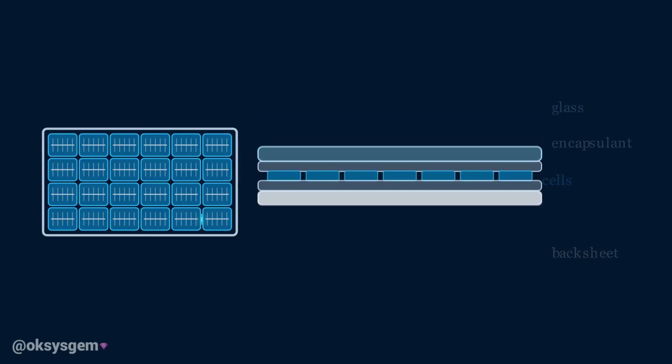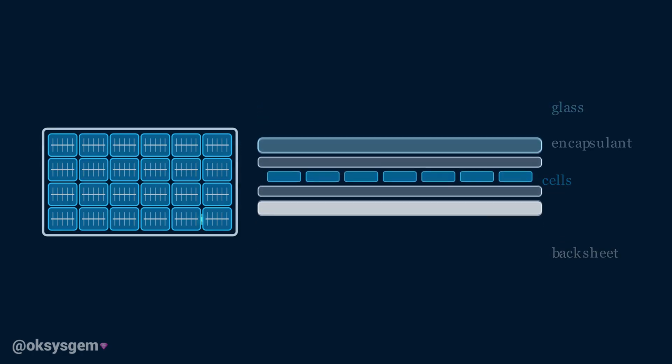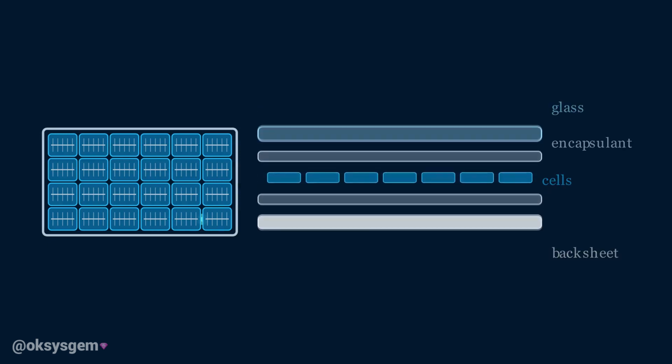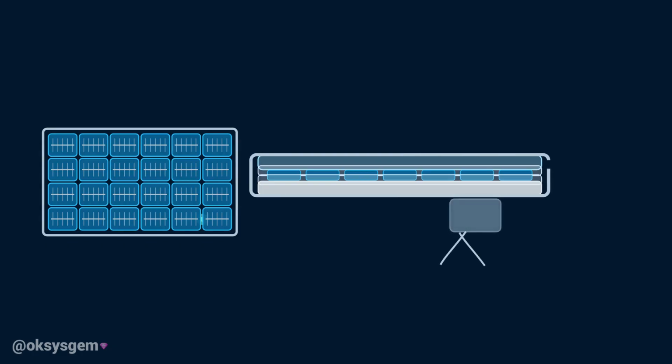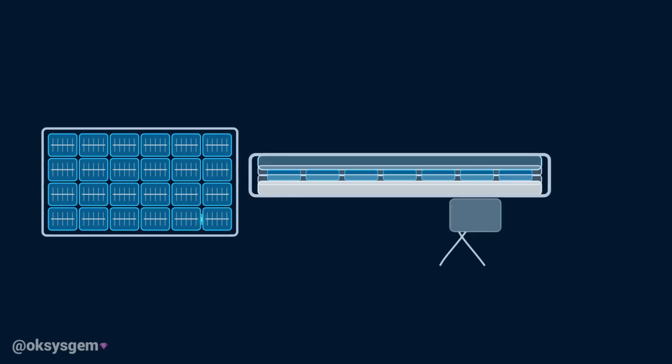A protective backsheet, or sometimes another layer of glass, covers the rear of the panel. An aluminum frame strengthens the edges and provides mounting points. A junction box on the back contains the electrical connections that carry power away from the panel. Many solar panels also contain bypass diodes. These components become important when part of a panel is shaded.